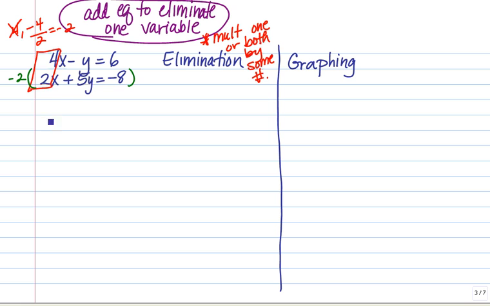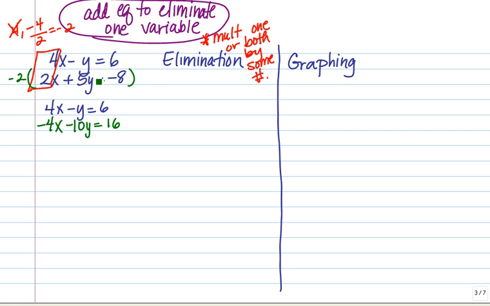So my first equation stays 4x minus y is equal to 6. My second equation, when I distribute by the negative 2, becomes negative 4x minus 10y is equal to a positive 16. Sorry about that. Can I add today or what? Very important. You have to make sure you distribute it to both sides of the equation, not just one side.